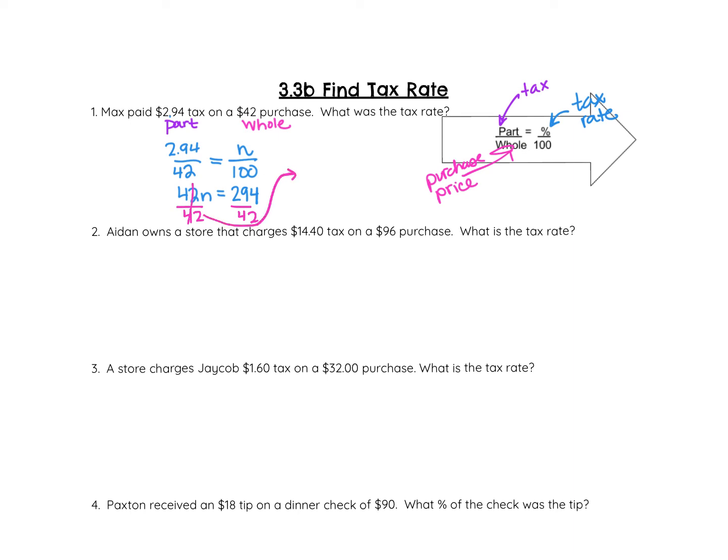I ran out of room, so I'm just going to come over here. On the left we have n, and on the right we have 7. And because we know this is a tax rate, we're going to add our percent sign to our answer. And there we go. That's how you find the tax rate when given the tax and the purchase price.